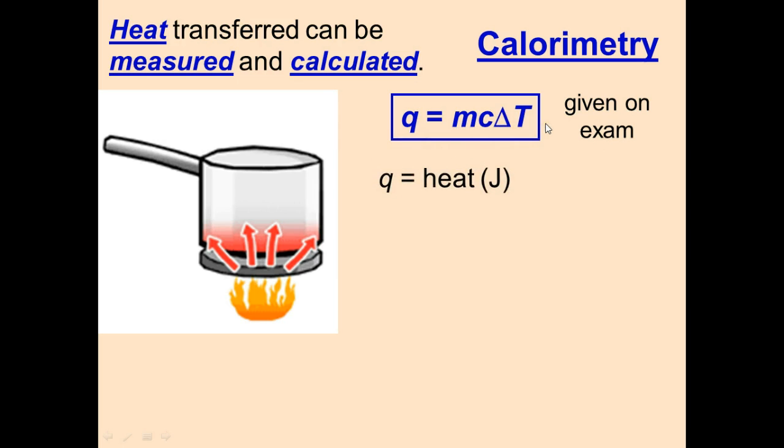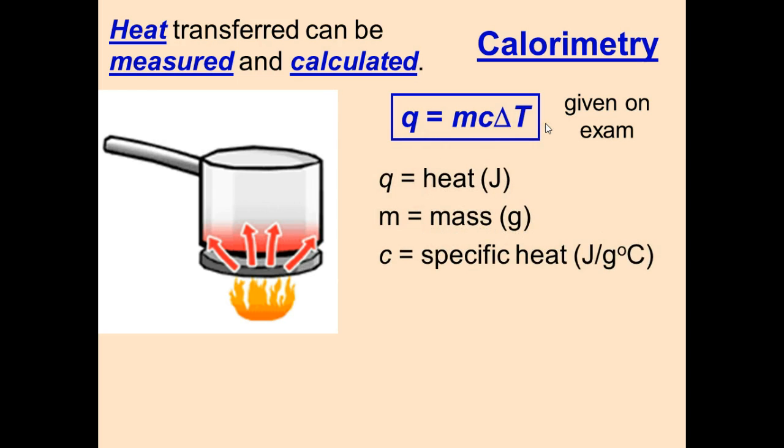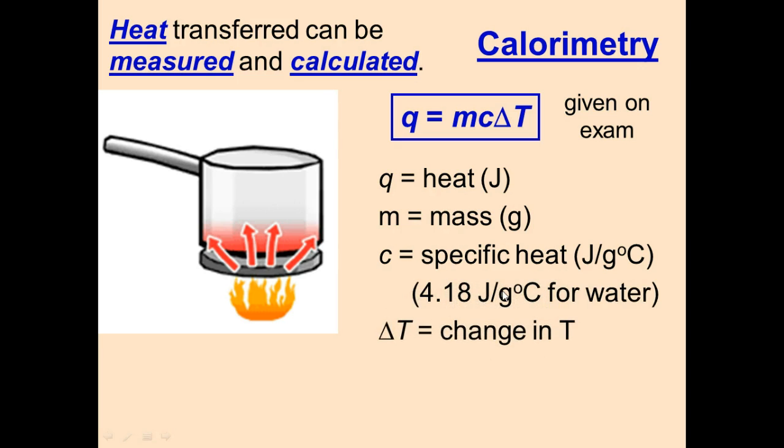Q is heat in joules, m is mass in grams, and c is specific heat in joules per gram degree Celsius. The specific heat for water is usually given, but it's 4.18. Then the temperature, or ΔT, which is the change in temperature, is final minus initial. So always remember to do final minus initial so you get the right sign for Q and for the heat. Always do final minus initial to find ΔT.